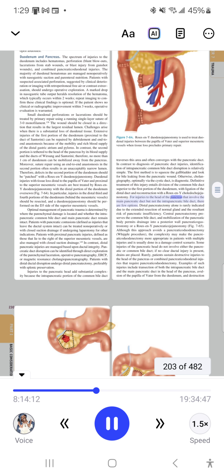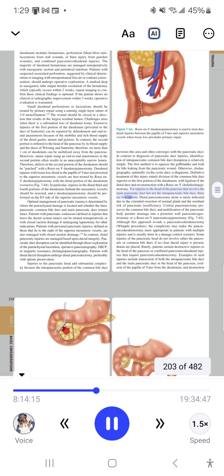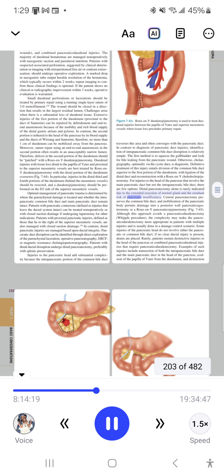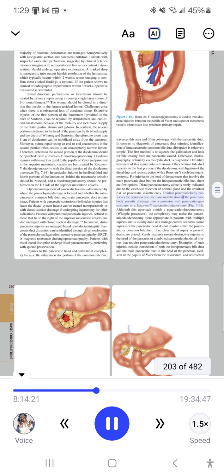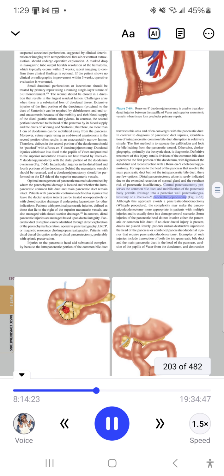For injuries to the head of the pancreas that involve the main pancreatic duct but not the intrapancreatic bile duct, there are few options. Distal pancreatectomy alone is rarely indicated due to the extended resection of normal gland and the resultant risk of pancreatic insufficiency. Central pancreatectomy preserves the common bile duct, and mobilization of the pancreatic body permits drainage into a posterior wall pancreaticogastrostomy or a Roux-en-Y pancreaticojejunostomy.